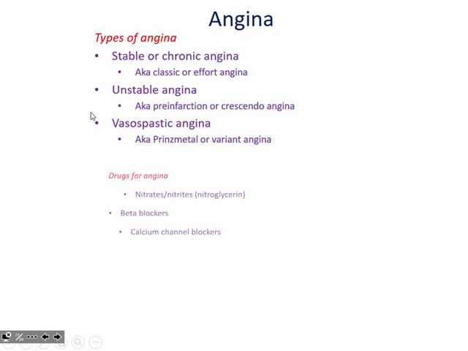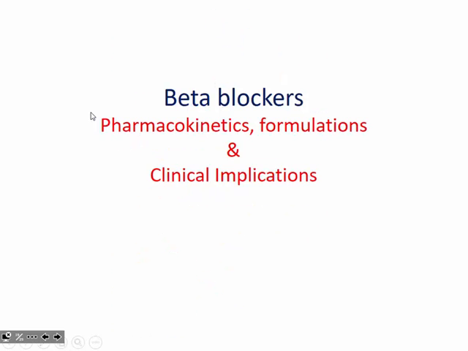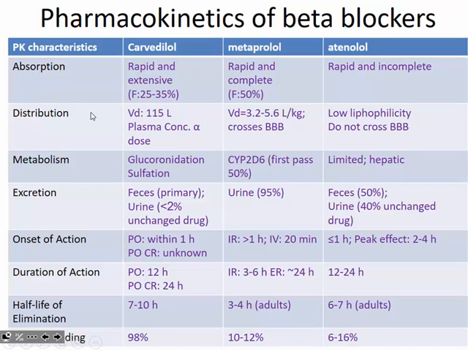Let me see if I can switch to beta blockers. The next group of drugs is beta blockers. Again, I'm just going to talk about the PK aspect and formulation aspect of it. Look at the drugs here. I've chosen carvedilol, or Coreg, metoprolol, or Toprol, and atenolol. Let's look at this PK chart for a minute. Look at it carefully, understand what's different between these drugs, and then we'll go over some questions.